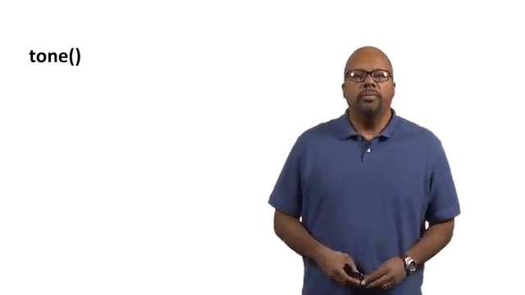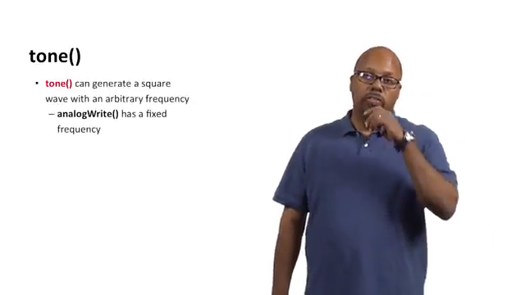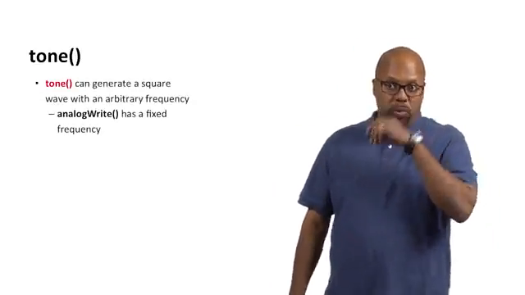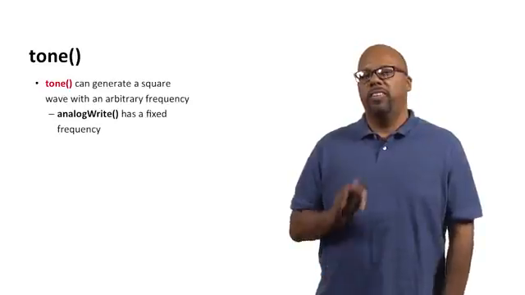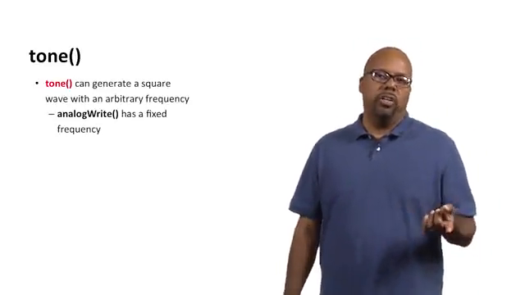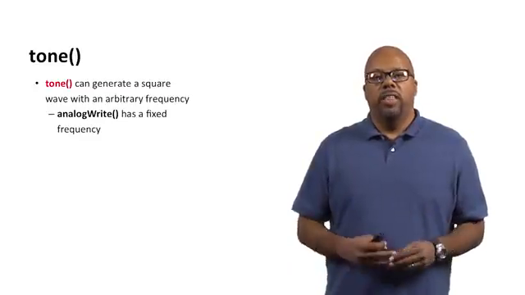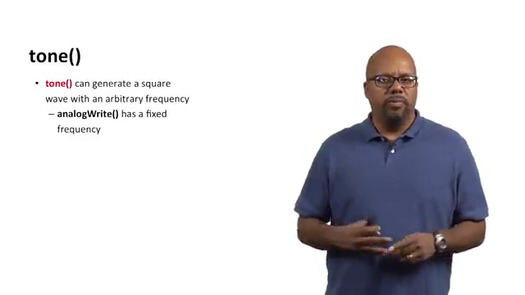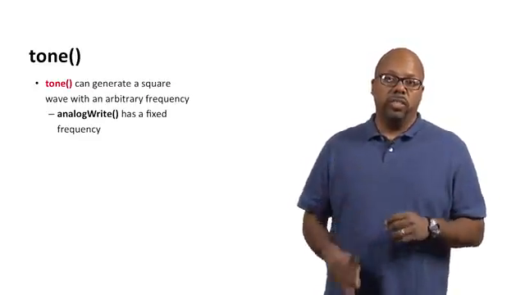So there's another common function in our Arduino library called tone, which also generates a square wave, similar to analog write but different. This function, tone, can generate a square wave with an arbitrary frequency. Now this is different than analog write because analog write has a fixed frequency. If you remember, analog write generates a square wave that's 490 hertz. But tone can change the frequency, and so it can be used for different purposes.